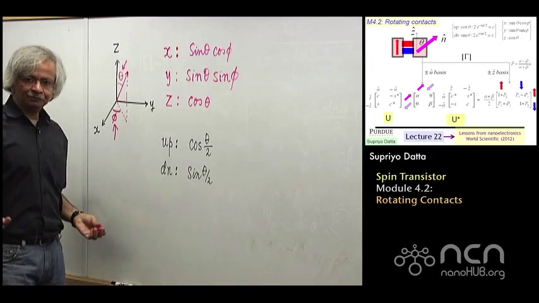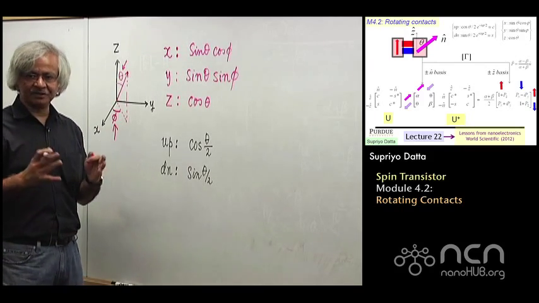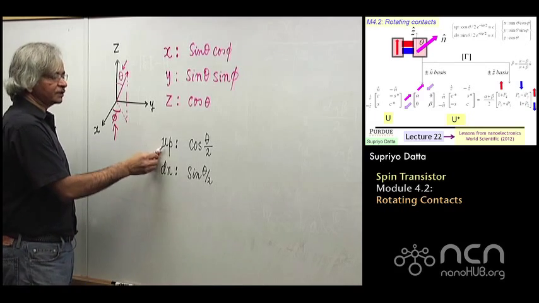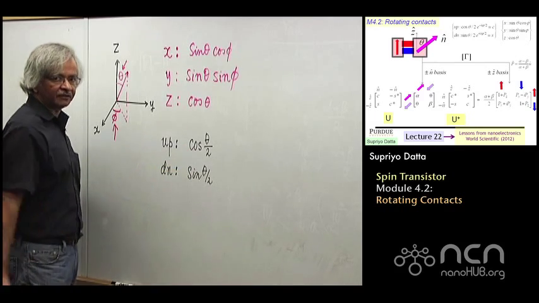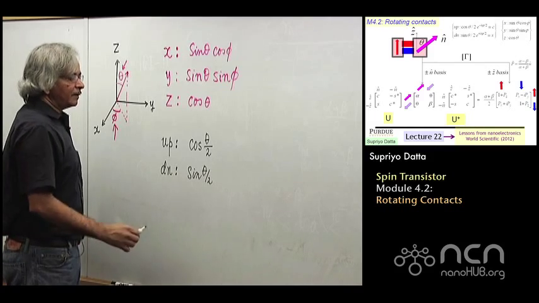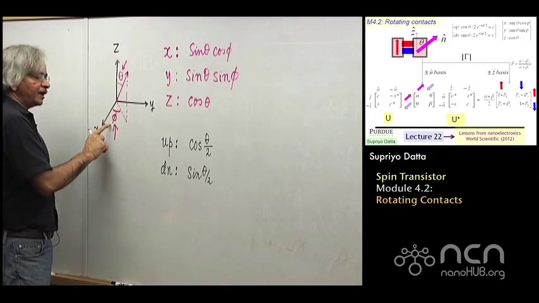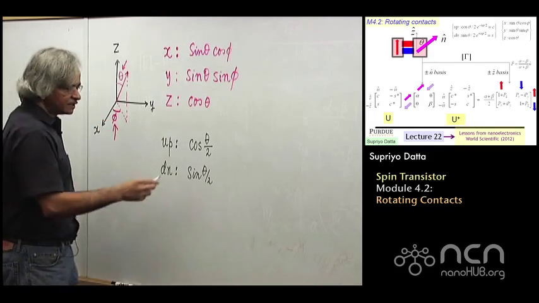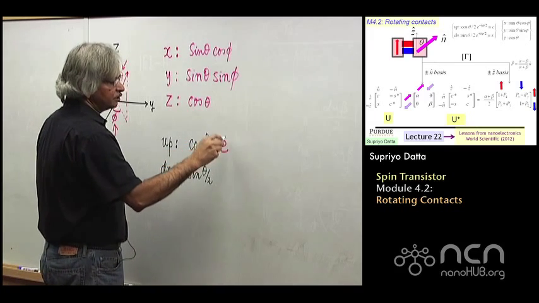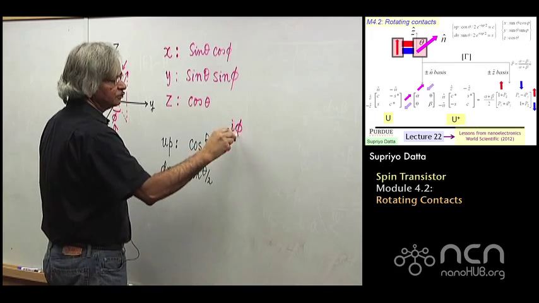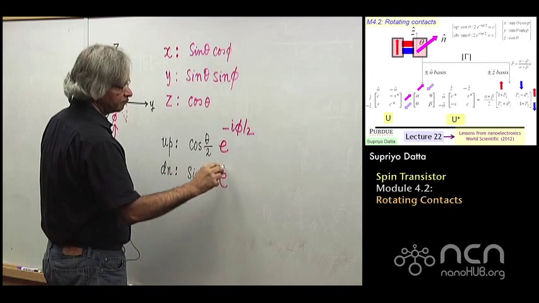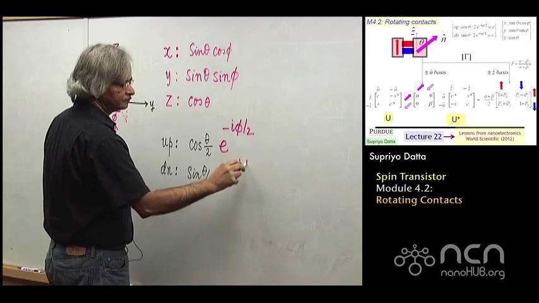Now what is new is that when you're writing in terms of the spinors, you have these two components, cosine half theta and sine half theta. And the way this extra angle phi enters is, there's an e to the power minus i phi over 2 here, and there's an e to the power plus i phi over 2.